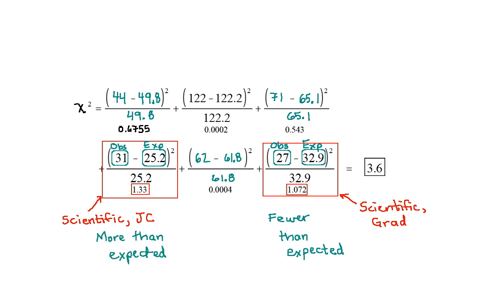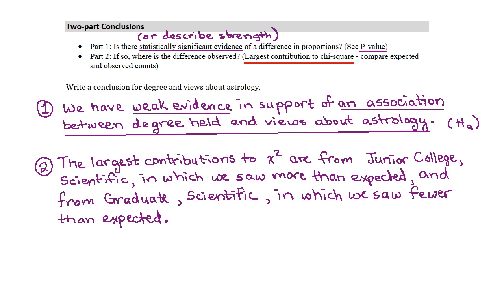Now part 2 of our conclusion has to capture all of this. We want to say which cells of the table made the largest contribution to chi-square, and we identify them by the actual categories, and also indicate whether we had more or fewer than expected in both of those cases. So we say that the largest contributions to chi-square are from these table cells. We have our junior college scientific. We need to identify both variables where we saw more than expected, and from graduate scientific in which we saw fewer than expected.